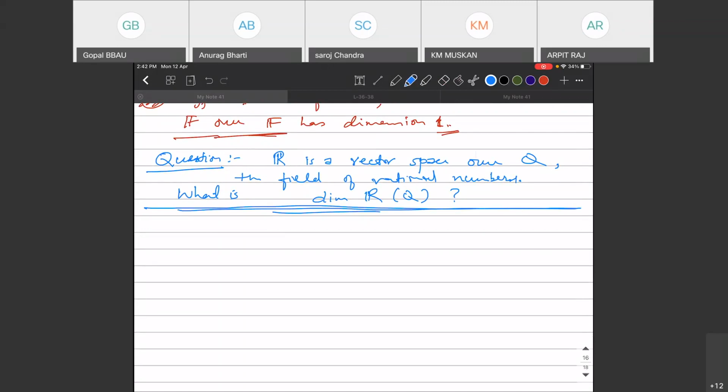Okay, now the next example is: take n cross n matrices over R. So this is the space of n cross n matrices over R. Over R means the entries of the matrices are real numbers. Then what would be its dimension? Dimension of M_n(R). Any guess?